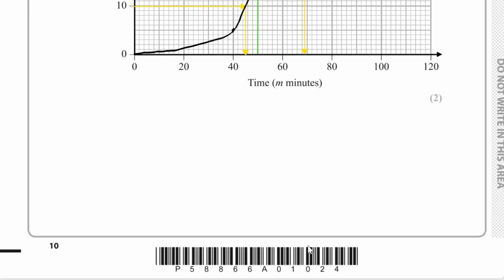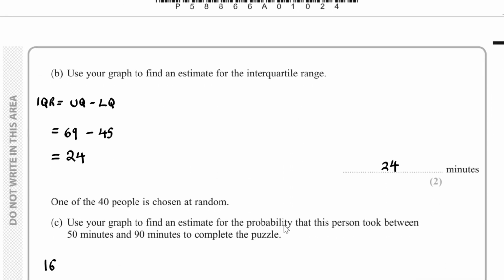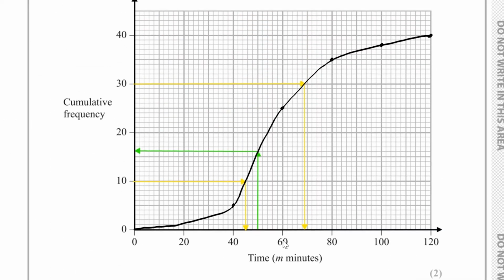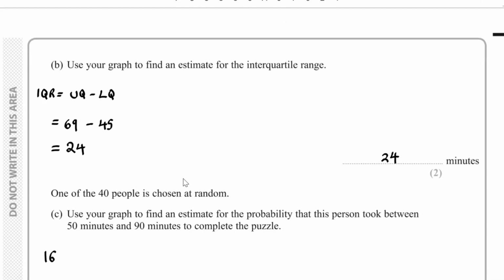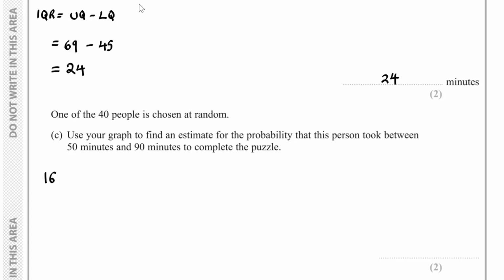What was the other one? Between 50 and 90 minutes. So 90 minutes, that's over here. So if I draw a line up and then draw a line across, you can see here we've got 37. So we've got over here 37 who took 90 minutes or less.